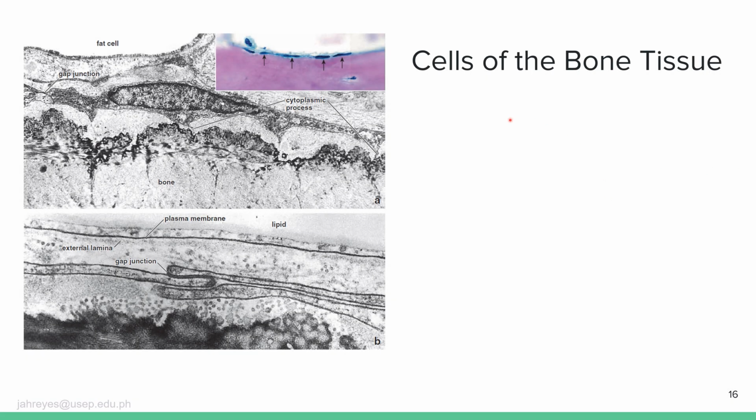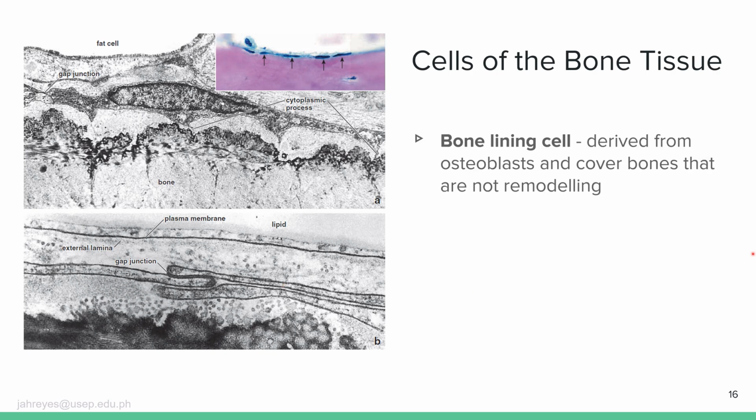Now let's go to the other cells of the bone tissue, which do not belong to the three main types of bone tissue. So the bone lining cell, and these bone lining cells are derived from osteoblasts, and they cover bones that are not for remodeling. So they are just a flat layer of cells with an attenuated cytoplasm. You can see here. So these are the bone lining cells.